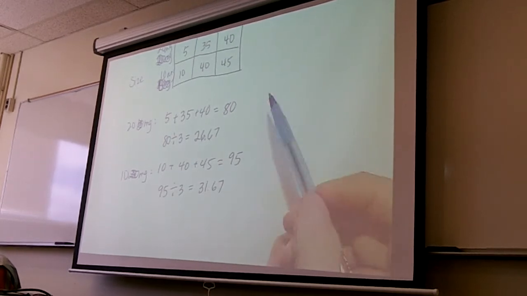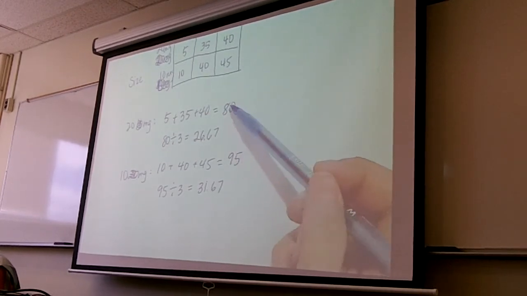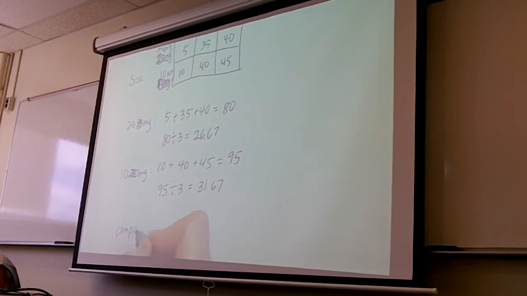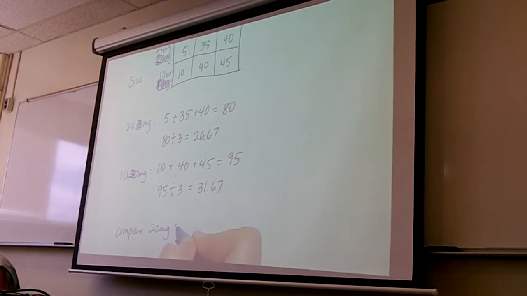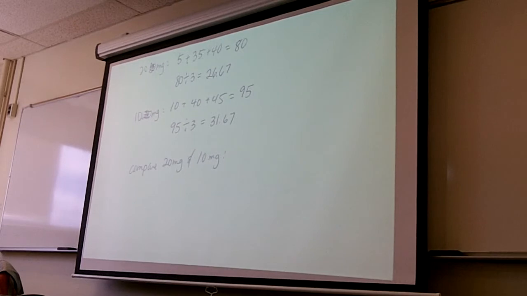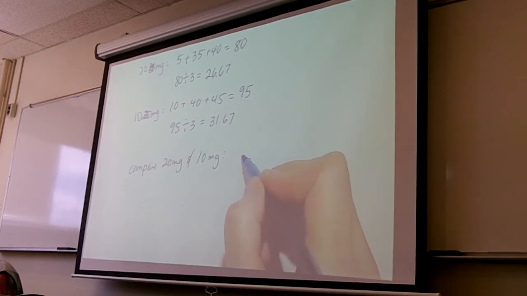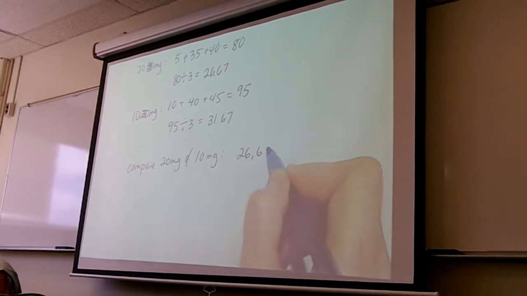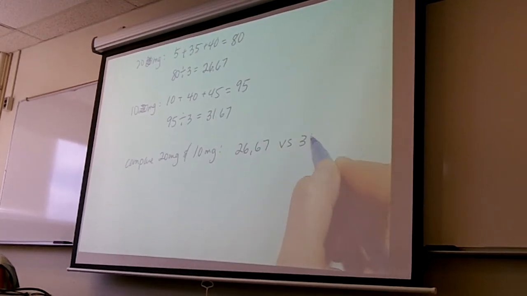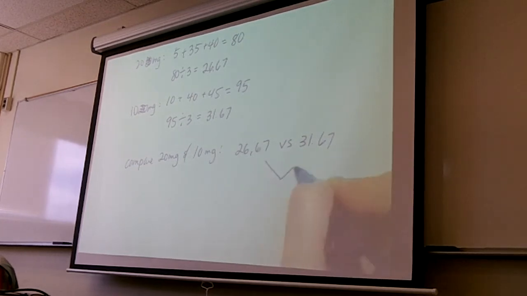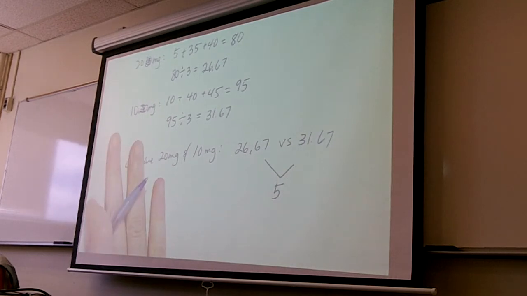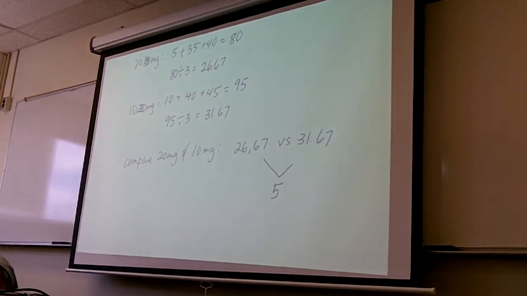All right, so I've added, I've averaged, now I'm going to compare. I'm comparing 20 milligrams and 10 milligrams. So what am I comparing? 26.67 versus 31.67. How different are those two things? 5. Thank you. So those are 5 different.